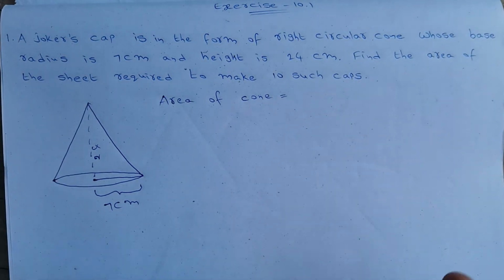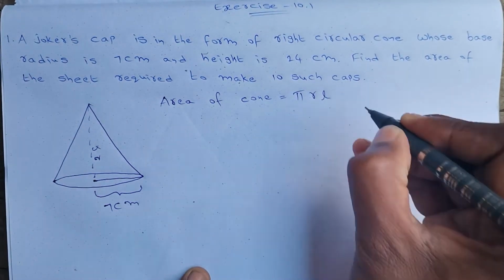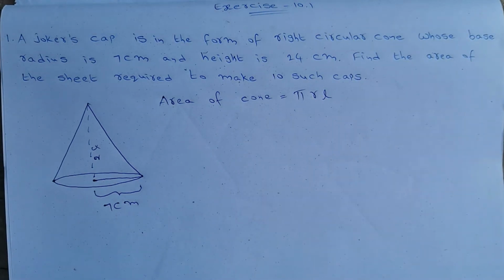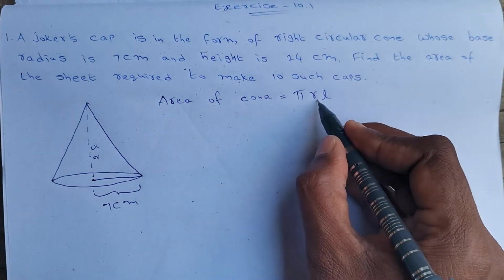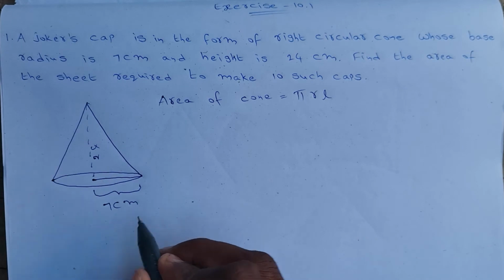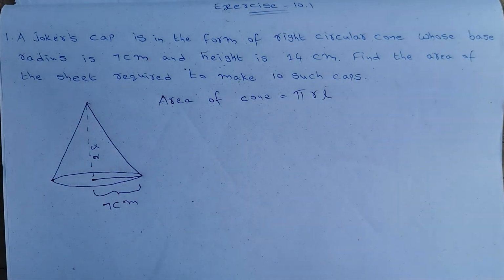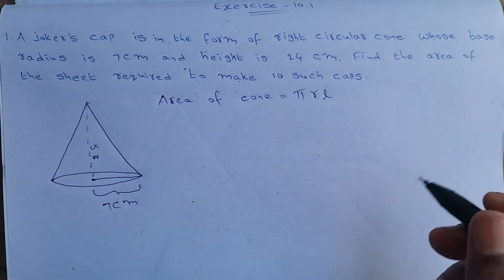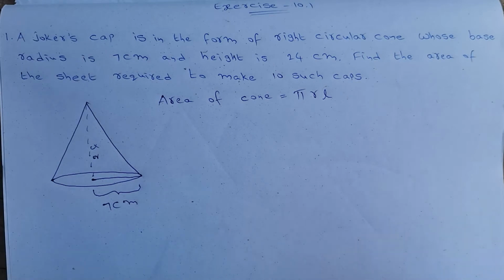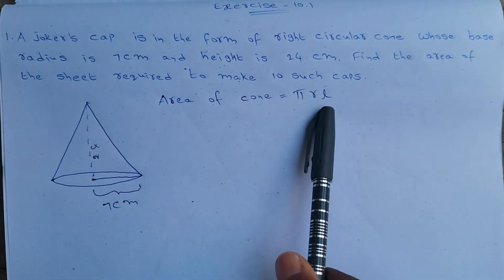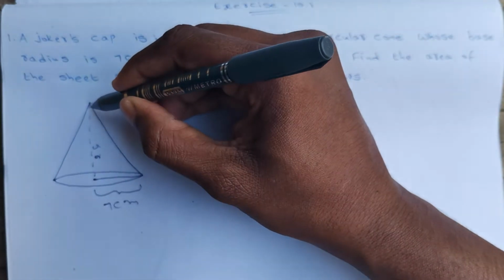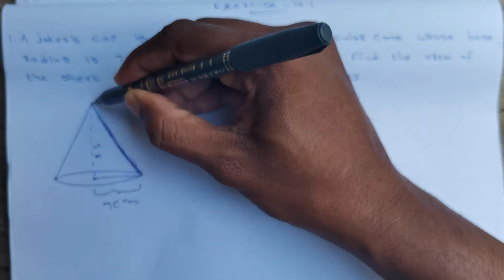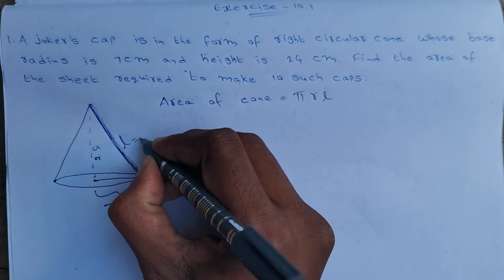What is the area of a cone? It is pi RL. Pi value we know is 22 by 7, into R, radius is given as 7 centimeters. Then what about this L? L is nothing but slant height. Whenever we discuss this cone, you need to be very specific about the height and slant height. Height and slant height are both different. L means slant height. First we need to find this slant height.